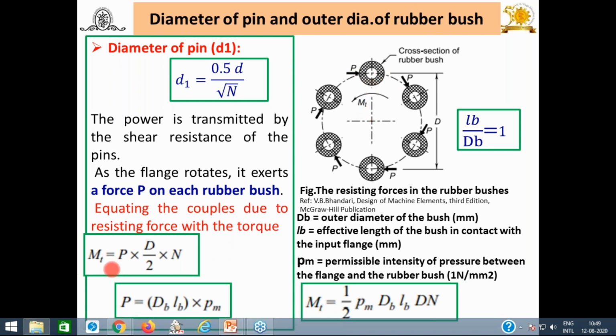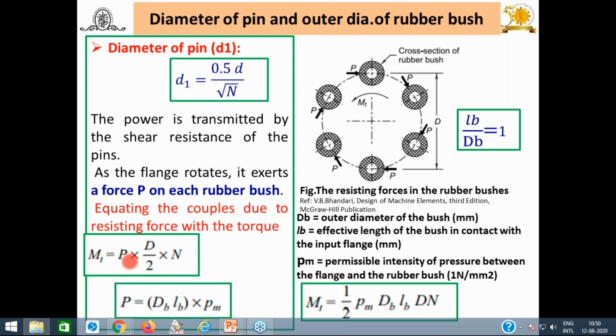How to find out this? So we know very well MT is equal to the resisting force on each bush, P into D by 2. Why is capital D used here? Capital D is the PCD of the pin. Look at the diagram. This is the pitch circle diameter of the pin. That's why D by 2 into N, where N means number of pins. So by using this expression, MT is the torque transmitted, which you will get from the power.